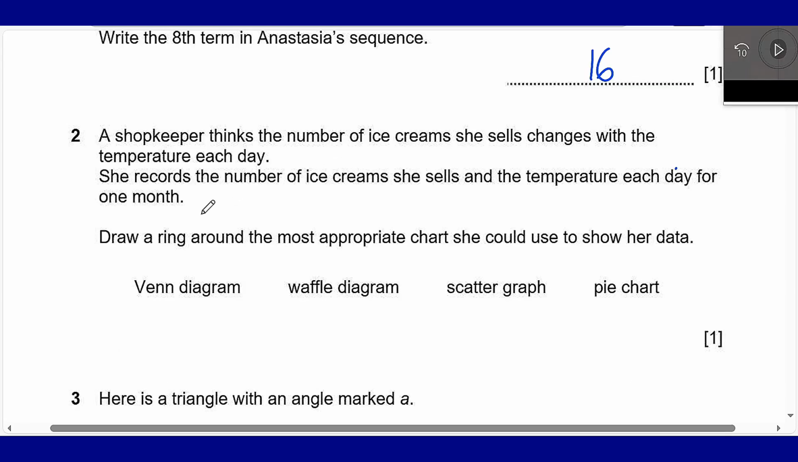Okay guys, now we are in question 2. A shopkeeper thinks the number of ice creams she sells changes with the temperature each day. She records the number of ice creams she sells and the temperature each day for 1 month. Draw a ring around the most appropriate chart she could use to show her data.